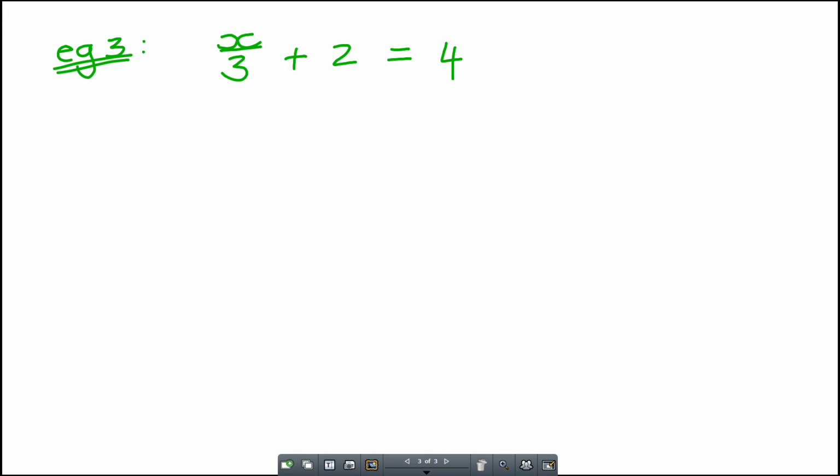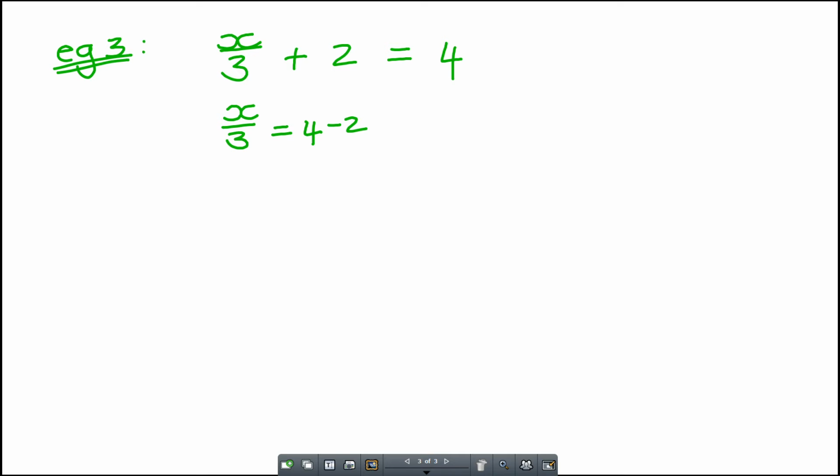Okay. x over 3 plus 2 is equal to 4. Now, our step 1 was BODMAS. Can I do anything here? Okay. Our step 2 is unknowns to the left. Now remember, that unknown is attached to the divided by 3, so we still keep them together. So it will be x over 3 equal to, and normal numbers we want on the right-hand side, so 4 minus 2.